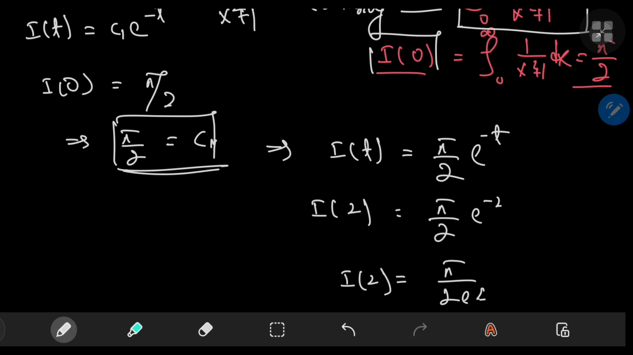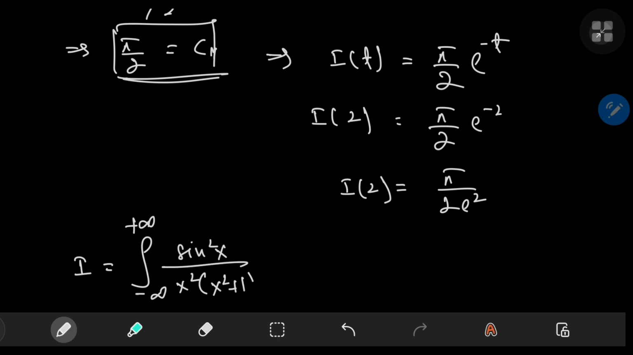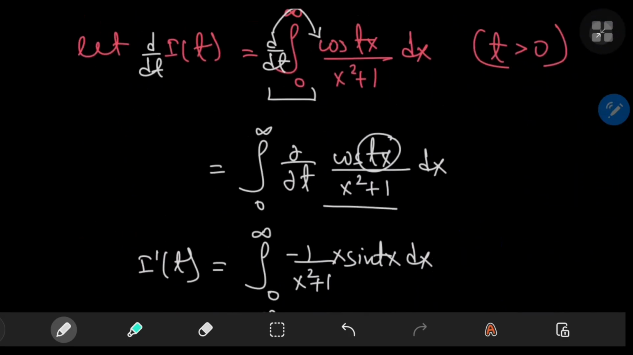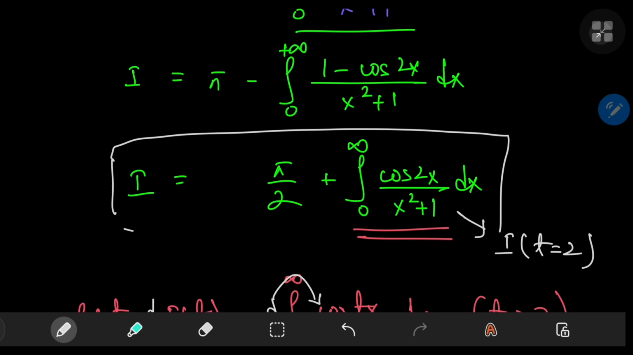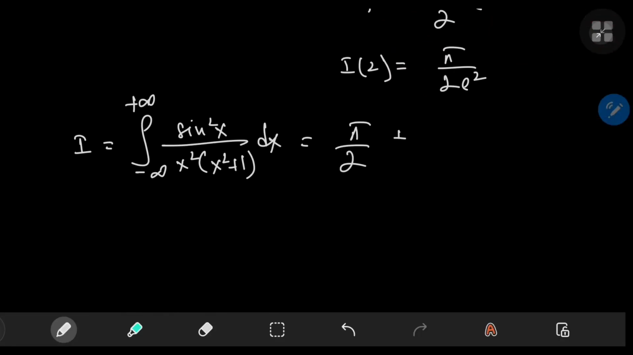So plugging this information into the structure we derived for our integral I, that was the integral from negative to positive infinity of the square of the sine of x divided by x squared times x squared plus 1 dx. And this equaled, let me recall, from up here, yeah, this was it, the one in green. So it's pi by 2 plus this integral that we know what it evaluates to now. So we have pi by 2 plus pi by 2e squared, which is quite a nice result.